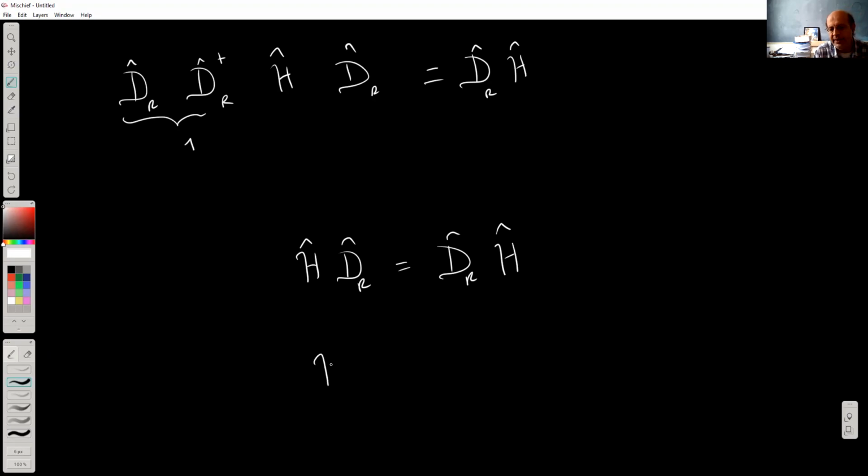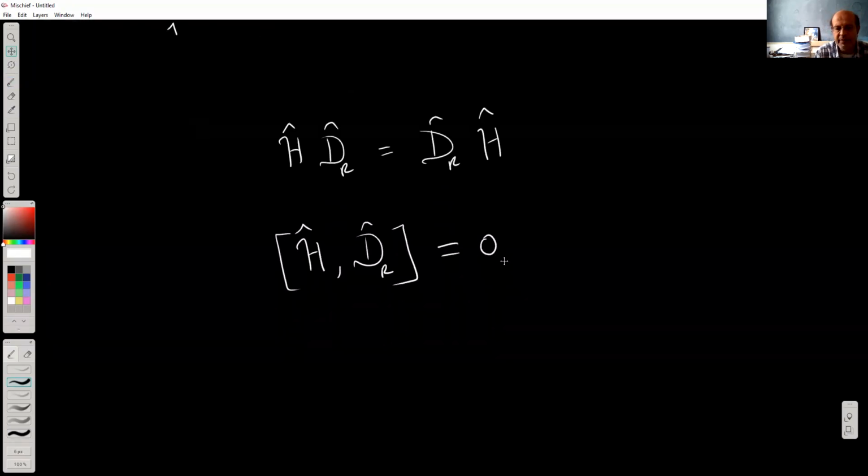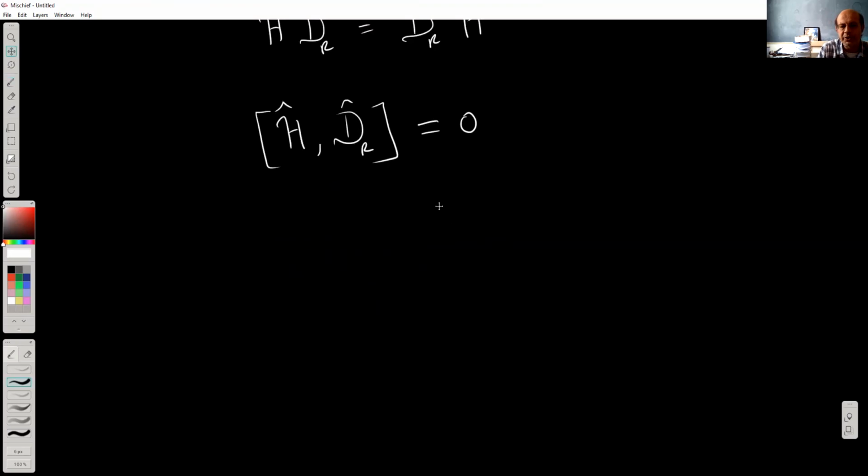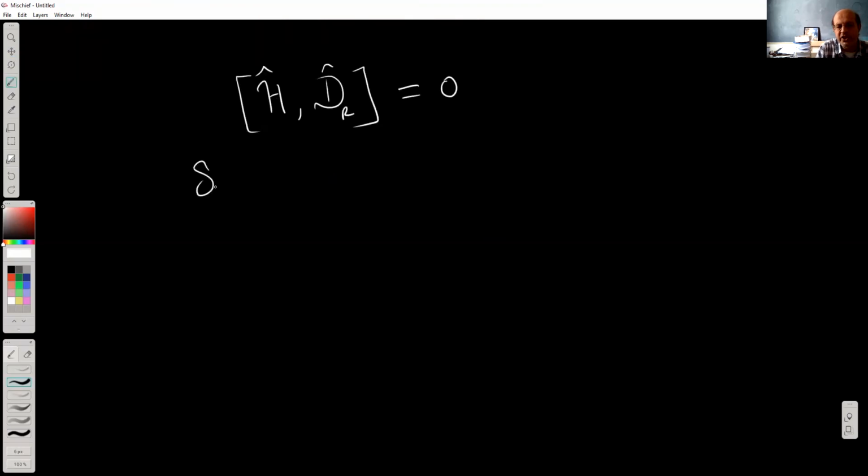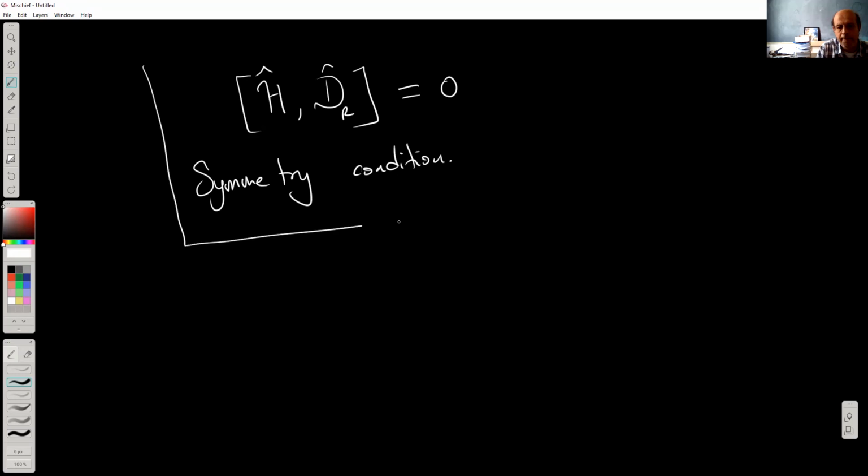Or I can basically express it like that: the Hamiltonian commutator with the rotation operator is equal to 0. So that's the symmetric condition again. It's another way of writing the symmetric condition.